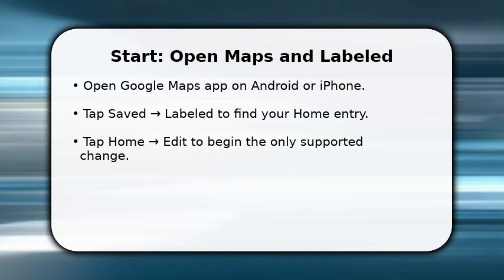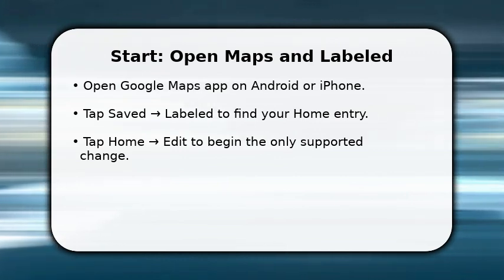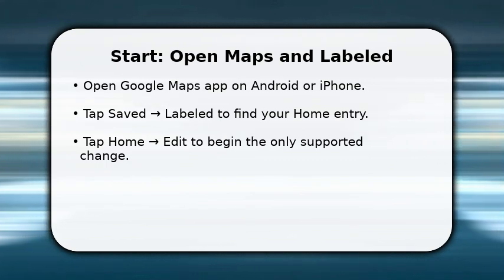You do this because Google restricts Home as a special labeled place. Altering it must go through the label editor. Make sure you're signed into the Google account that stores the label. After tapping Edit, prepare to replace the address, name, or details that determine how Maps displays that pin.